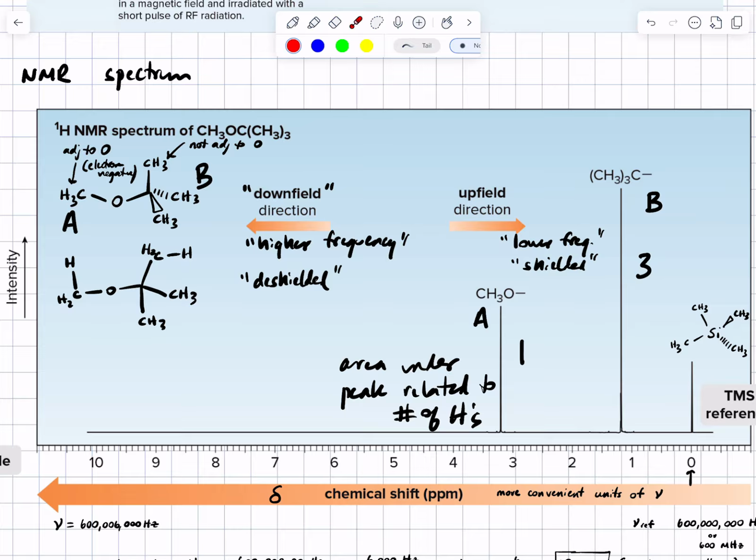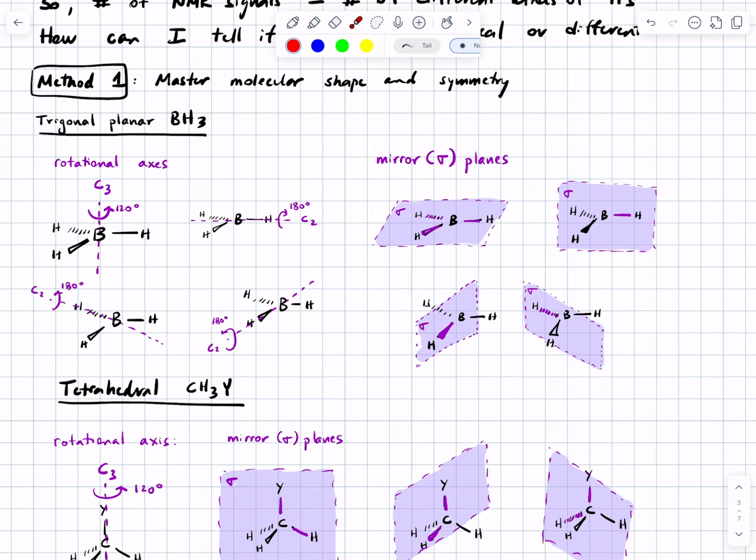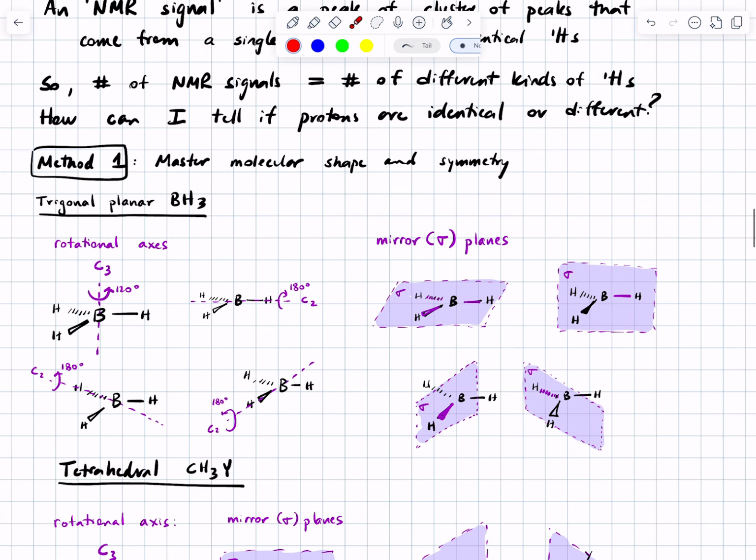So the first thing you need to know when predicting what an NMR spectrum should look like for a molecule is, how many different kinds of protons do I have? Okay. Now, I prepared this for a graduate level class that I taught, and I thought it would be useful to adapt to this class, but I worry that it's going to be more confusing than not. How can I tell if protons are identical or different?